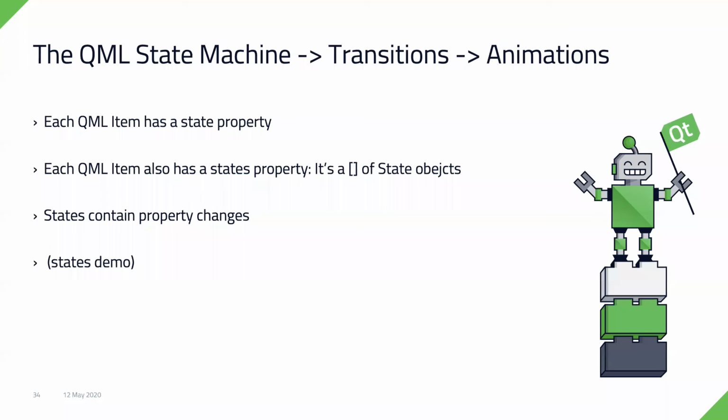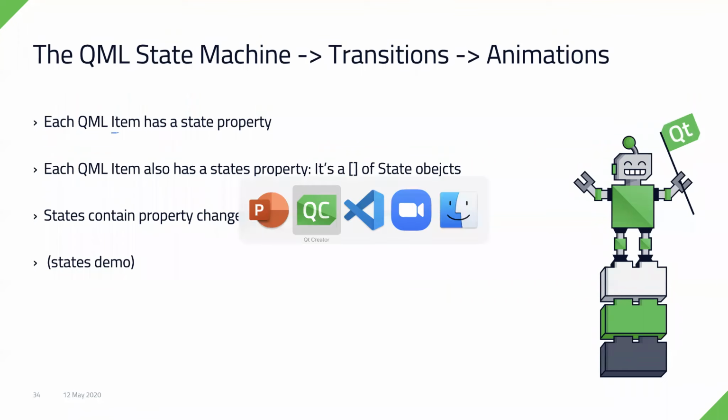They also have a states property, states plural, and that's an array of state objects, because of course a state is an object which says what the properties are at any particular time. And the states contain property changes. So a state has a list of properties which change when it's in a certain state. And let's take a look at the demo I have here to give you an idea of what I mean by that.